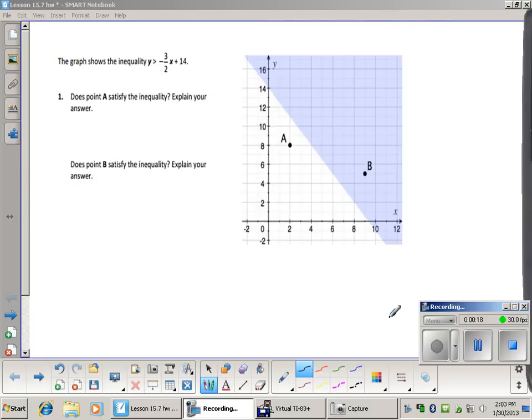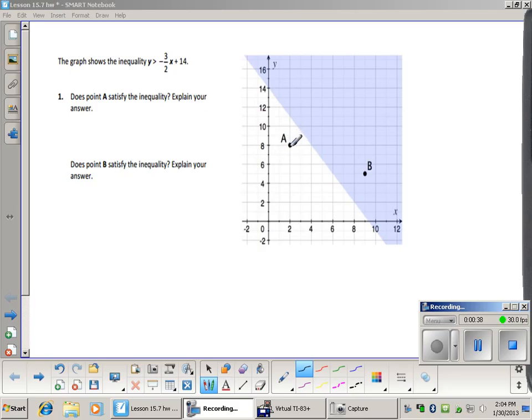Okay, the graph shows the inequality y is greater than negative 3/2 x plus 14. So this is asking, does point A satisfy the inequality? Explain your answer. Well, there are different ways we can go about it.